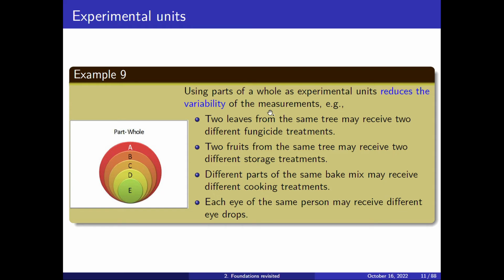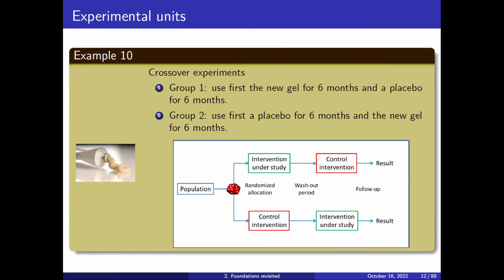matched or paired data, and the observations are the differences between the two observations, and there is a single experimental unit, that is the tree here, the tree, the baked mix, or the person. There is a single experimental unit with two treatments, and the true observation is the difference between those two treatments.